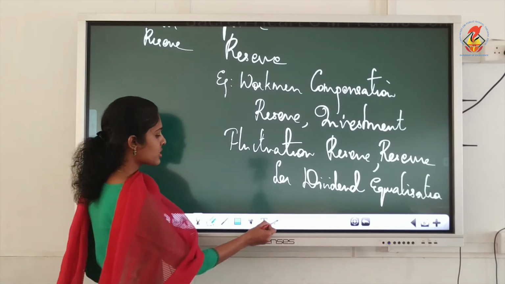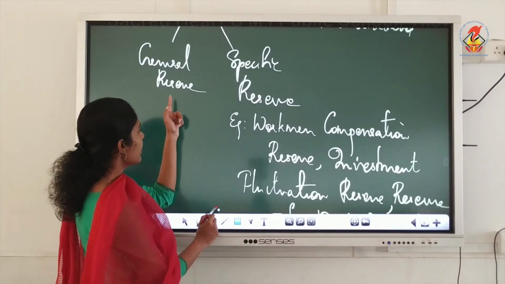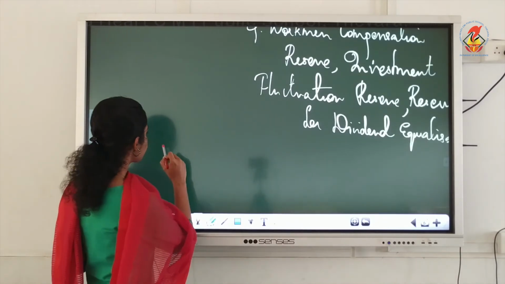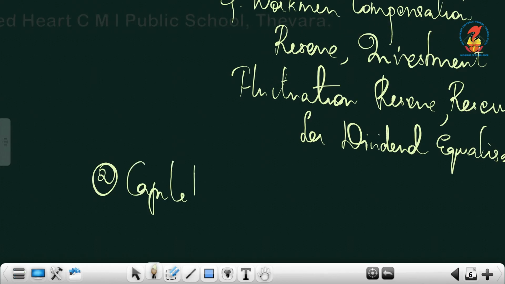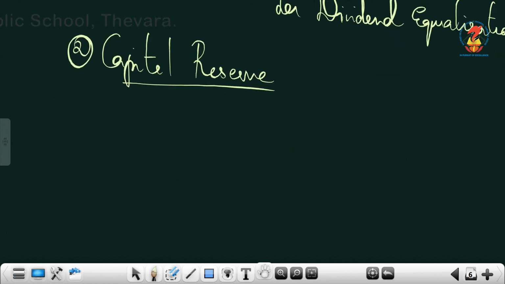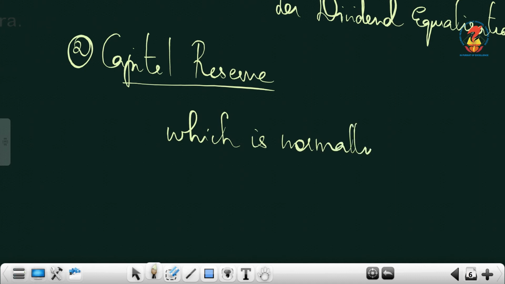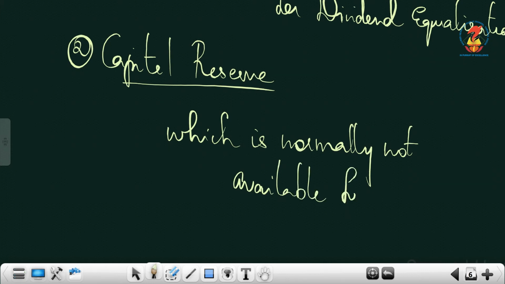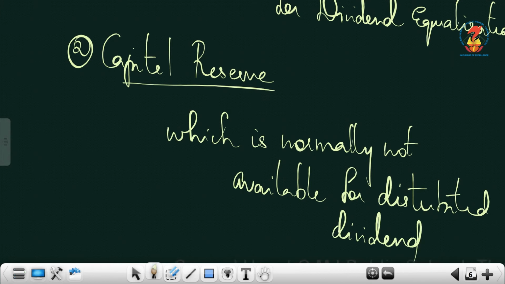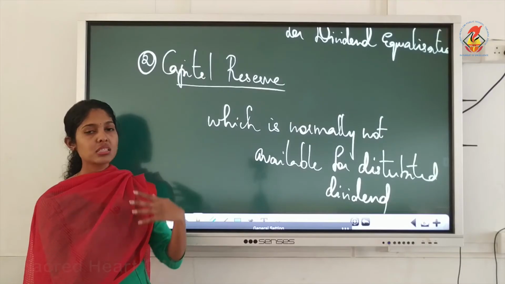So this is the classification of revenue reserve, which is divided into general reserve and specific reserve. Then we have capital reserve, that is the next type of reserve. Capital reserve is the reserve set aside out of profit which is normally not available for distribution as dividend. It is the opposite of revenue reserve. This is also kept aside out of profit. We are keeping a reserve out of profit, but this is profit which is not available for distribution as dividend.